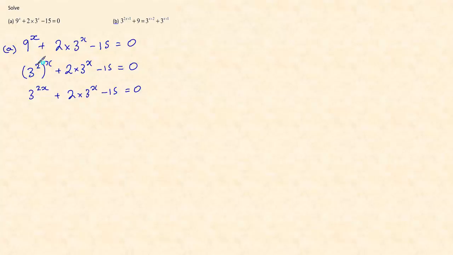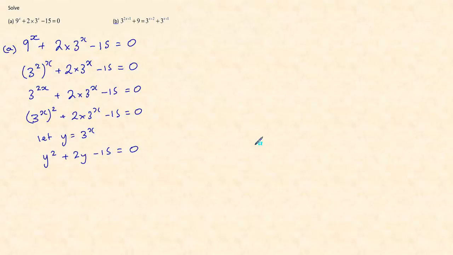And then because we know that 2 times x is the same as x times 2, I can write this one as 3 to the x squared plus 2 times 3 to the x, take 15 is equal to 0. Now let y be equal to 3 to the x. This becomes y squared plus 2y minus 15 equals 0, and we have a quadratic equation.